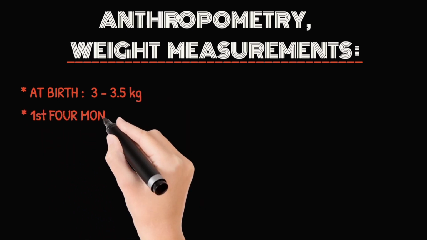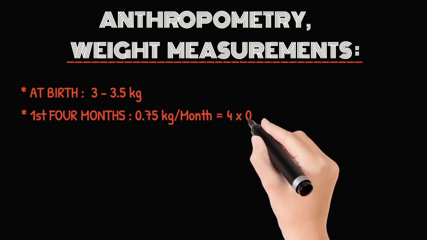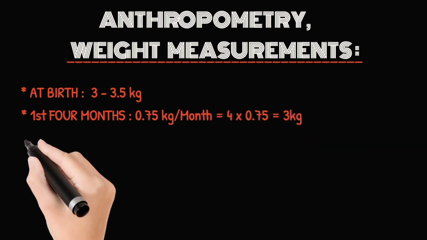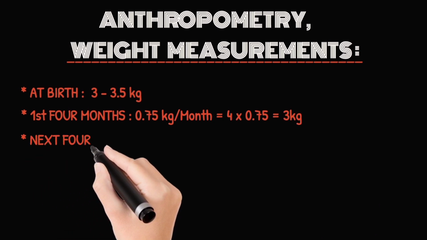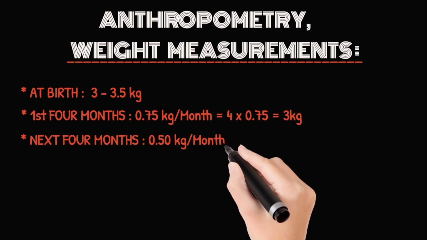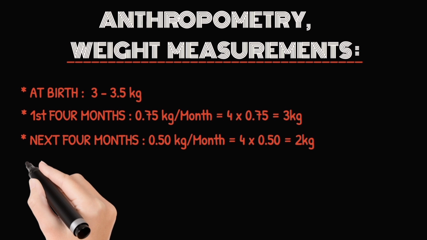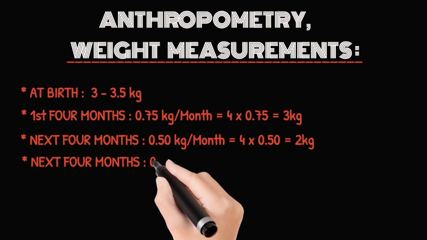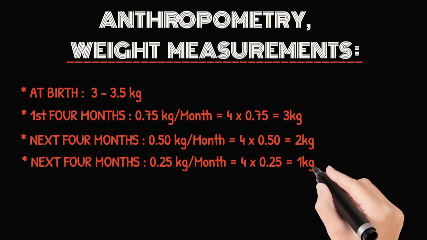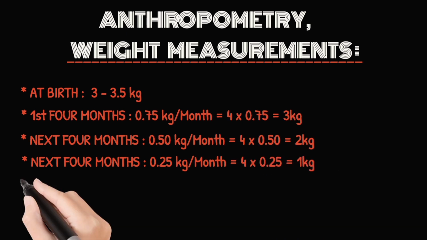Now in the first 4 months of life, it is 0.75 kilogram per month. That equals around 3 kilogram. Now in the next 4 months, it is 0.50 kilogram per month. That equals around 2 kilogram. And in the last 4 months of the first year, it is 0.25 kilogram per month. That equals around 1 kilogram.